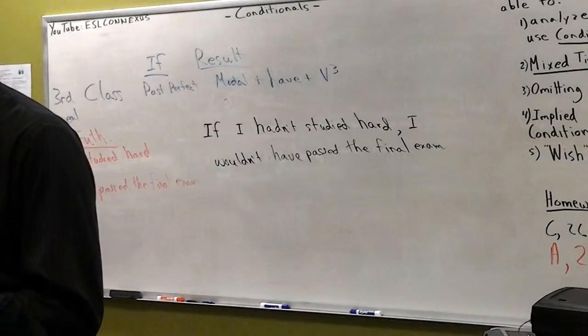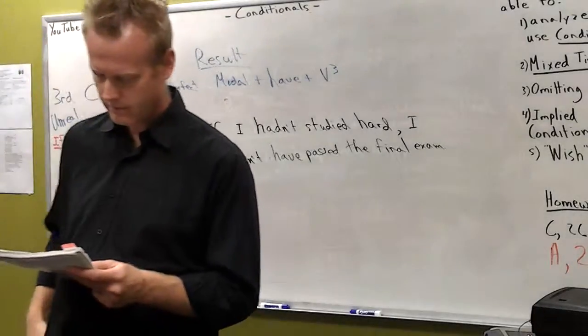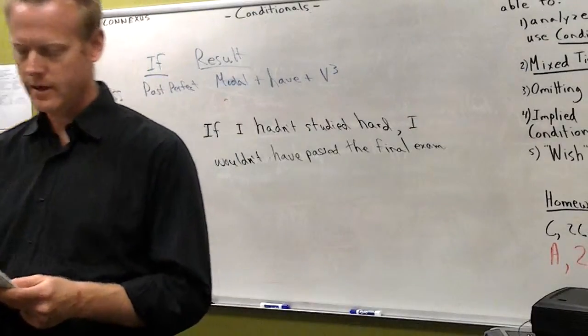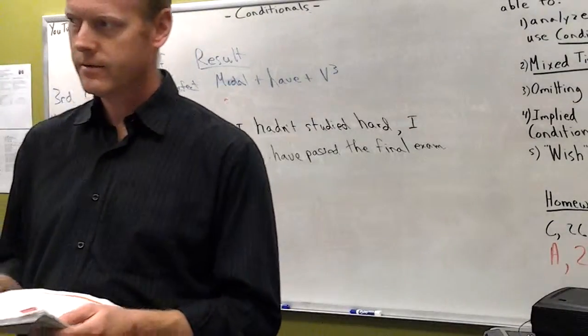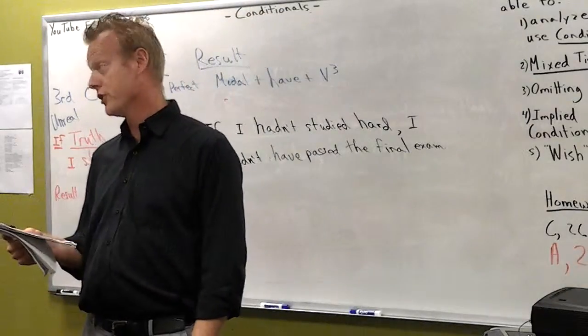All right, D. Han, take D. If I had had enough money, I would have bought a car. Yeah. And then read E. If I had had enough money, I could have bought a car. Yeah, friends, it's the same deal here with would and could.